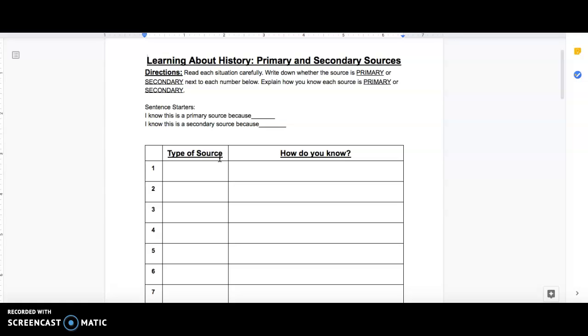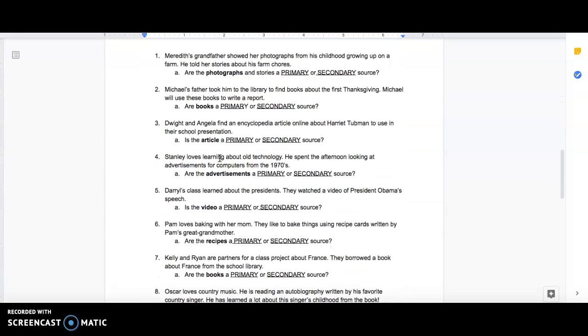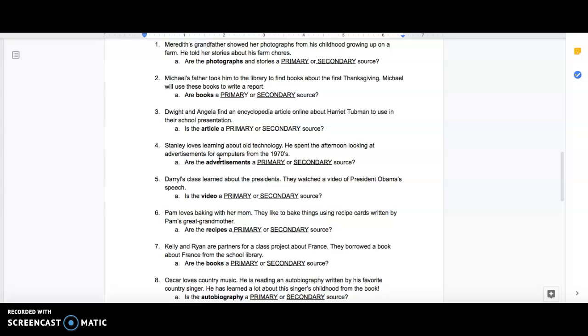The first part of the directions tells you to read each situation carefully. You have 12 situations here. Every situation has a question attached to it. So for example, we're going to do number one together. Number one, the situation says Meredith's grandfather showed her photographs from his childhood growing up on a farm. He told her stories about his farm chores. Then the question attached to the situation asks, are the photographs and stories a primary or secondary source?